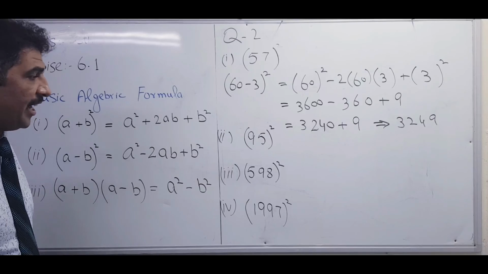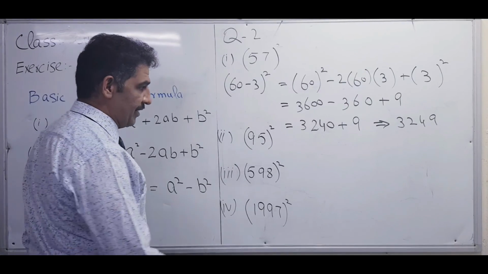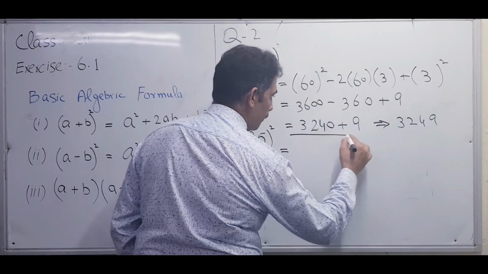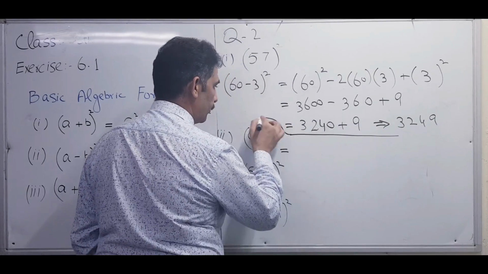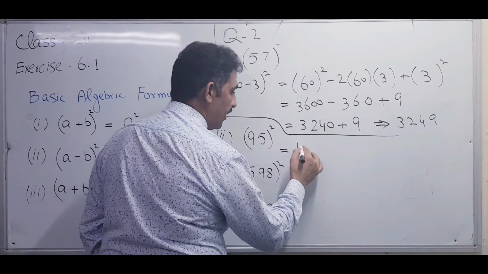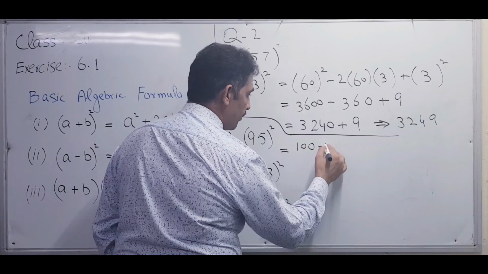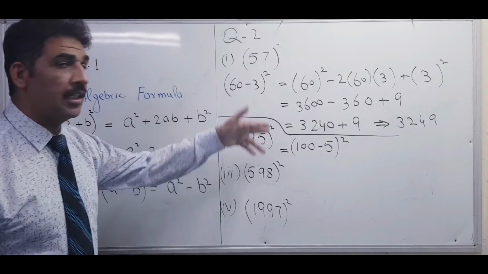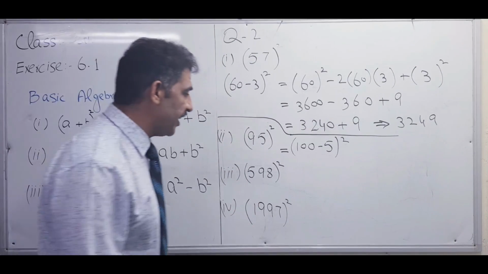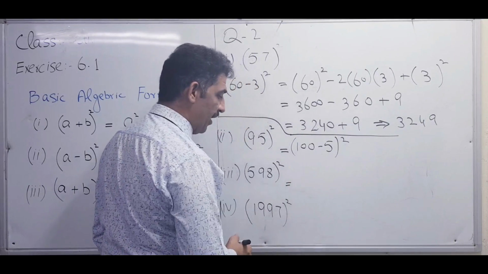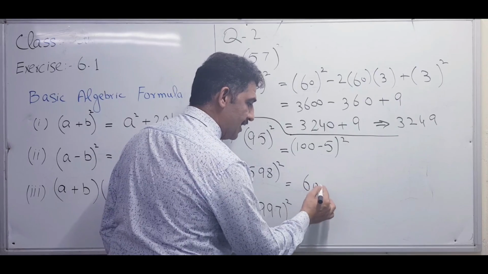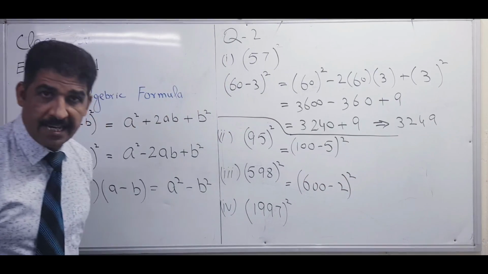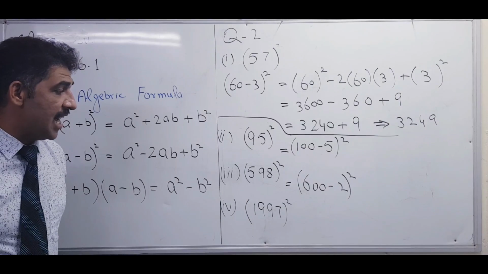I am giving you the hint of how to make the factors. Like this question, we can make factors like that. This portion is separate. 95, you can write 100 minus 5. Then solve with the same method. 598, how to make it? 600 minus 2. Right? 1997.